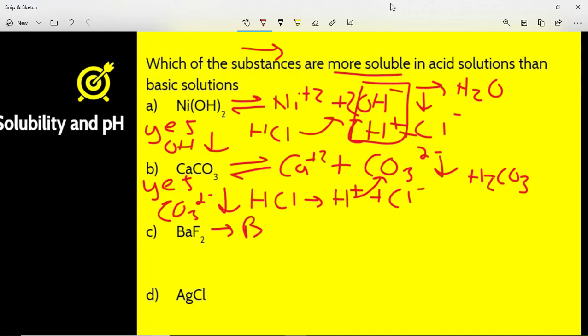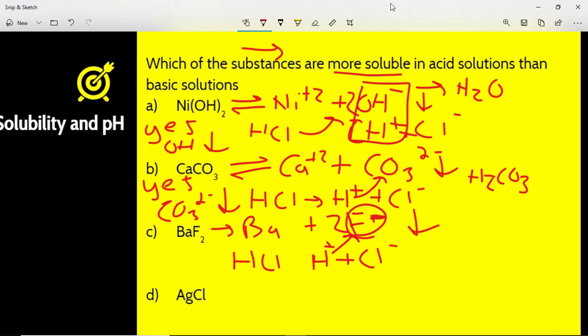BaF2, same process here. We're going to add some strong acid. You have to ask yourself again, is Ba 2+ or F minus from a strong acid or base? The answer is no, so this must be from a weak acid. So the H, again, is going to combine with the F in order to reduce the amount of F in solution. So again, this answer is yes, because the F minus concentration goes down.